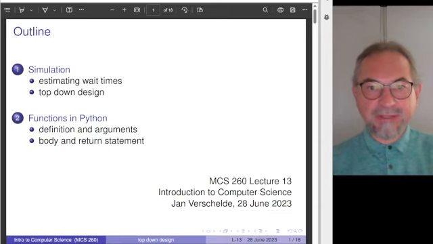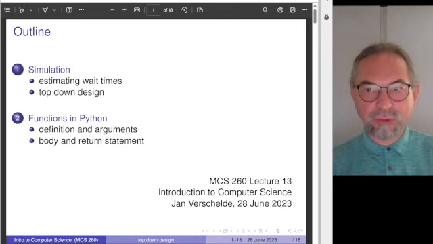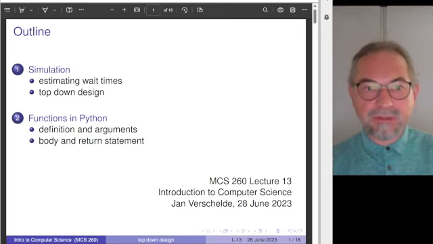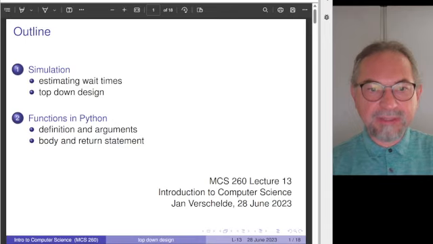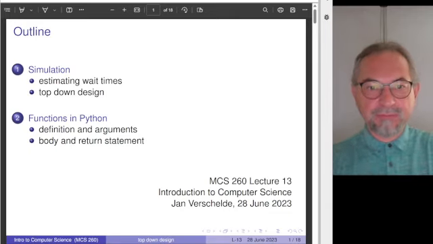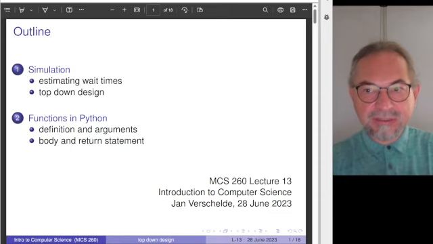I will explain a simulation algorithm. We introduced simulation in the previous session. Today I'm going to focus on one particular application of simulation, the computation of wait times when jobs are processed. In the second part, I will indicate the main concepts when working with functions. This is specific for Python. We are using Python syntax, but it's actually quite general to all other languages.